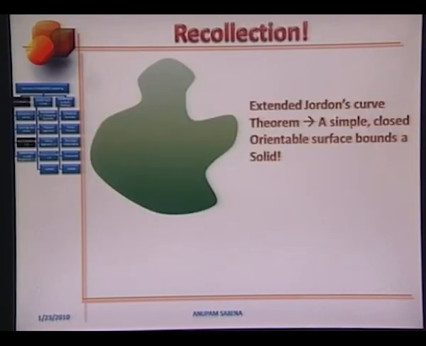A little recollection before we start. The extended Jordan curves theorem: a simple, closed and orientable surface bounds a solid. We have seen in lecture 5 what orientable surfaces mean to us.